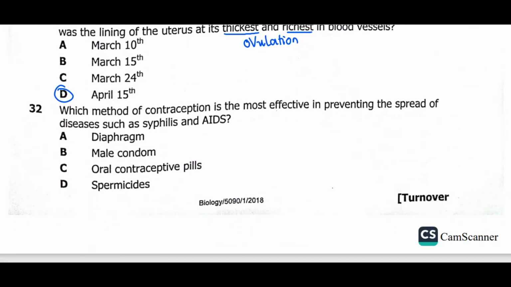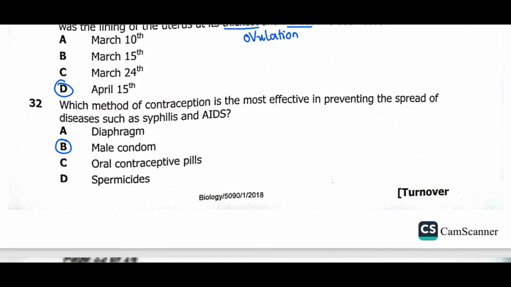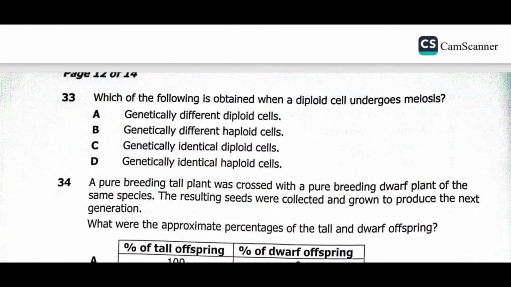Question 32: Which method of contraception is the most effective in preventing the spread of diseases such as syphilis and AIDS? The diaphragm prevents only pregnancies. The male condom is our answer. Then, which of the following is obtained when a diploid cell undergoes meiosis? Genetically different diploid? No. Genetically different haploid? Yes, here.